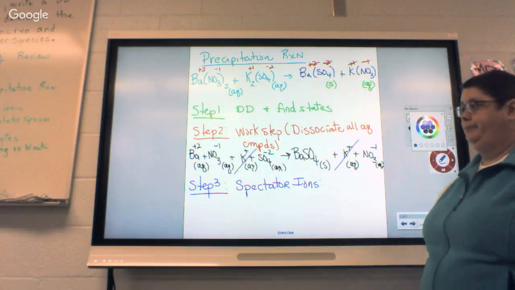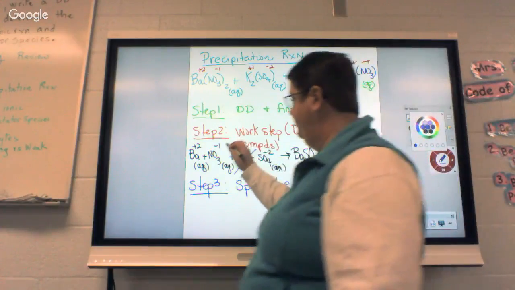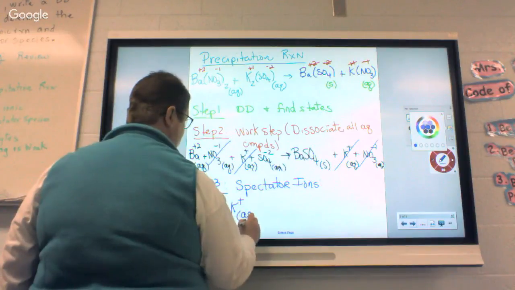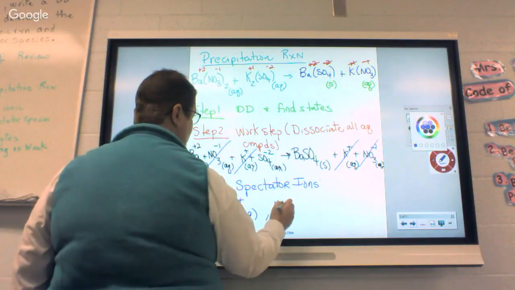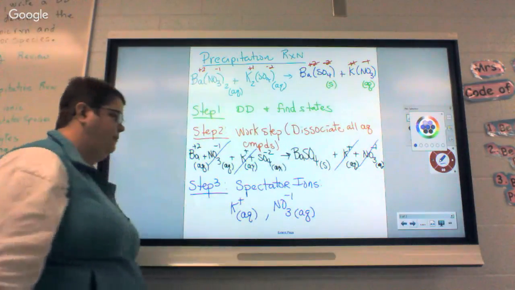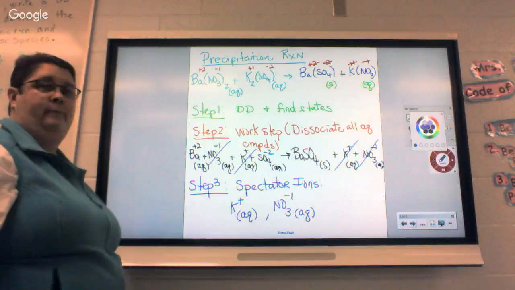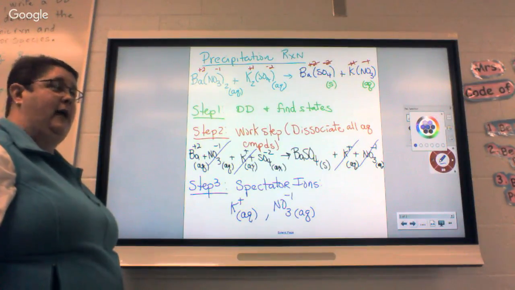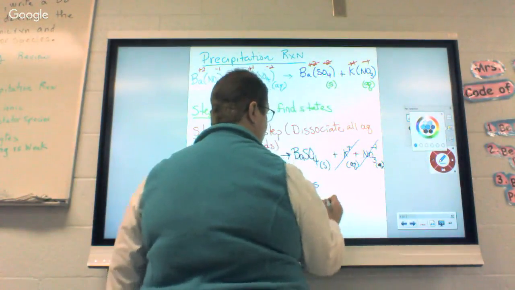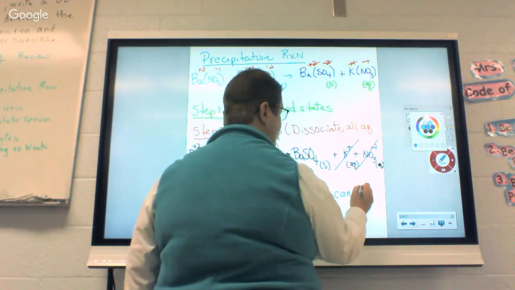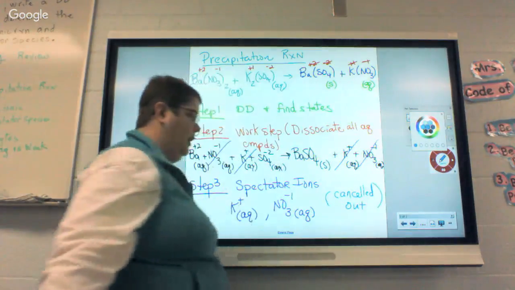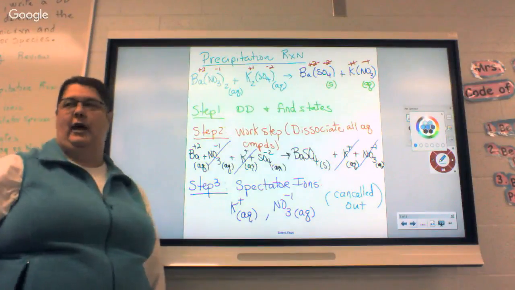Who else did that? Your spectator ions are K plus, aqueous, and NO3 minus. Those are the spectators. How did I know they were the spectators? These are the things that cancel out. Spectators are the things that canceled out.